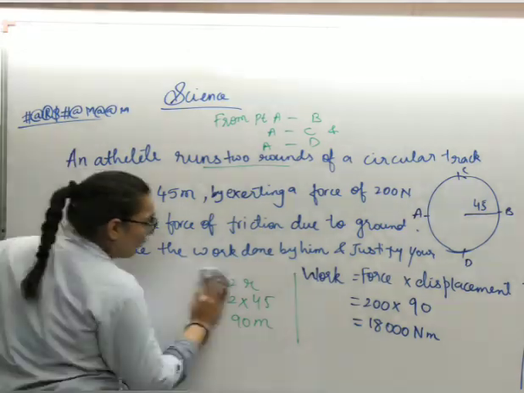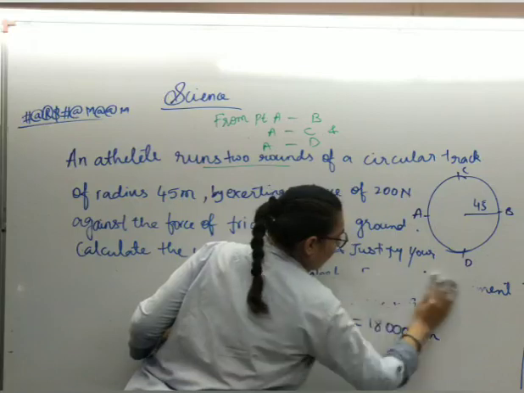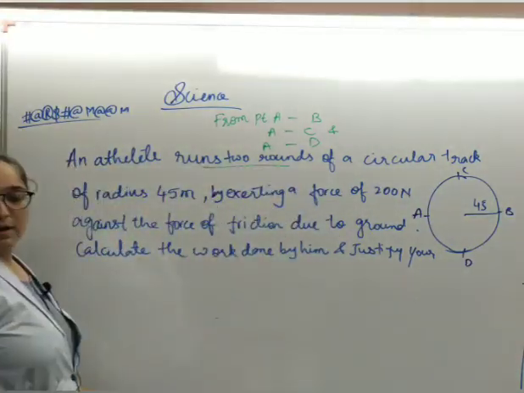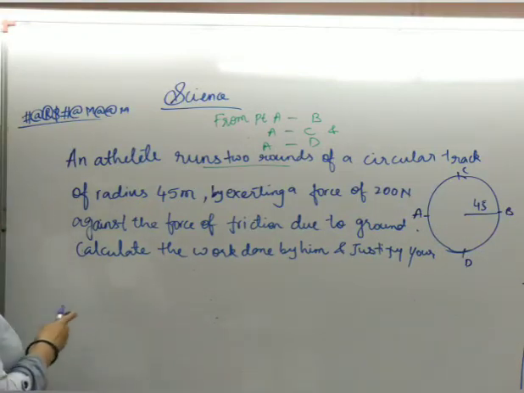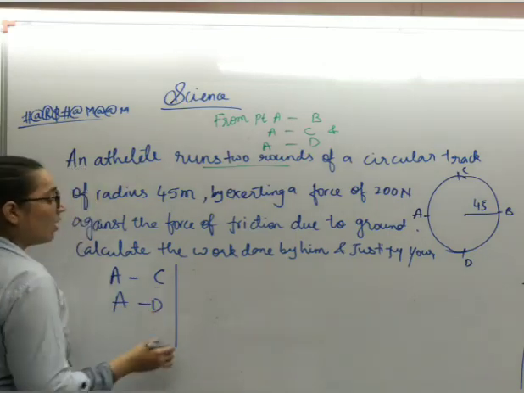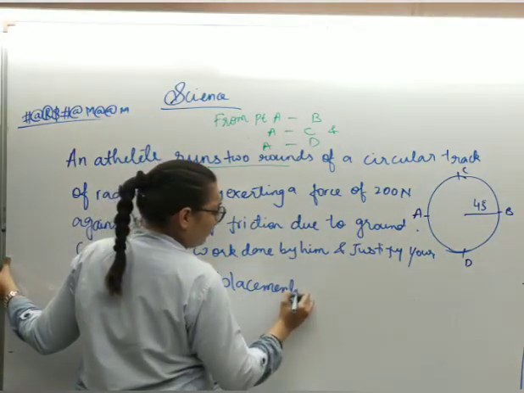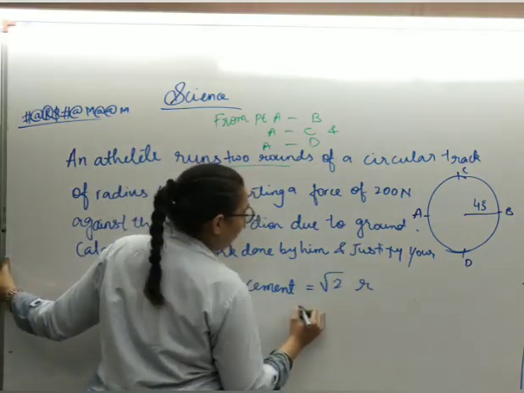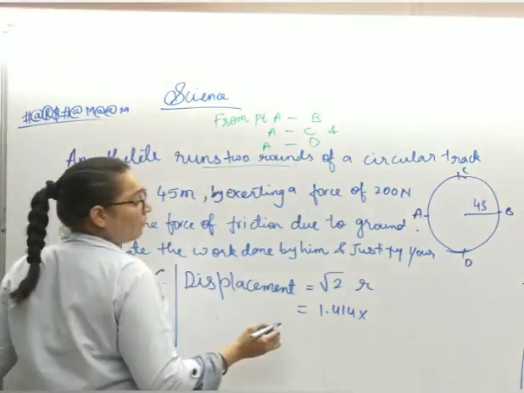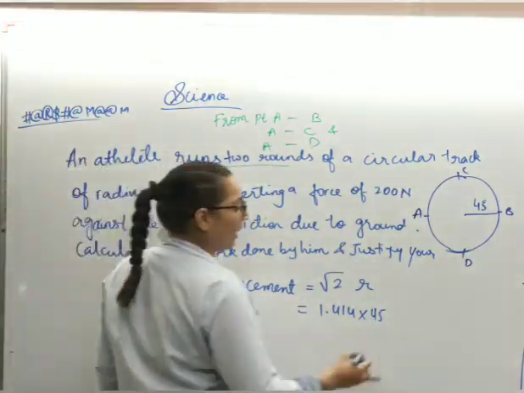Now, I hope you have noted down. From point A to C or point A to D, what is the displacement? Root 2r. What is root 2? 1.414. What is r? 45. Alright. What is work done?